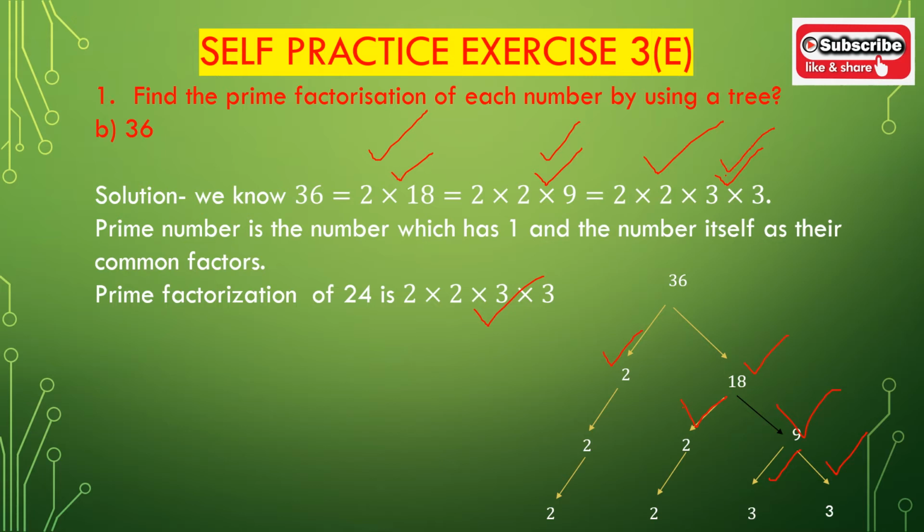So 36 is 2 multiplied with 2 multiplied with 3 multiplied with 3. So prime factorization of 36 is 2 multiplied with 2 multiplied with 3 multiplied with 3. This is the prime factor tree of the number 36.